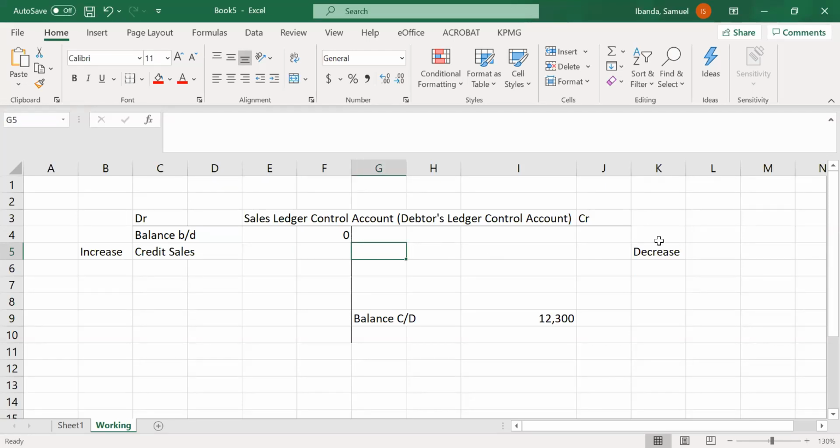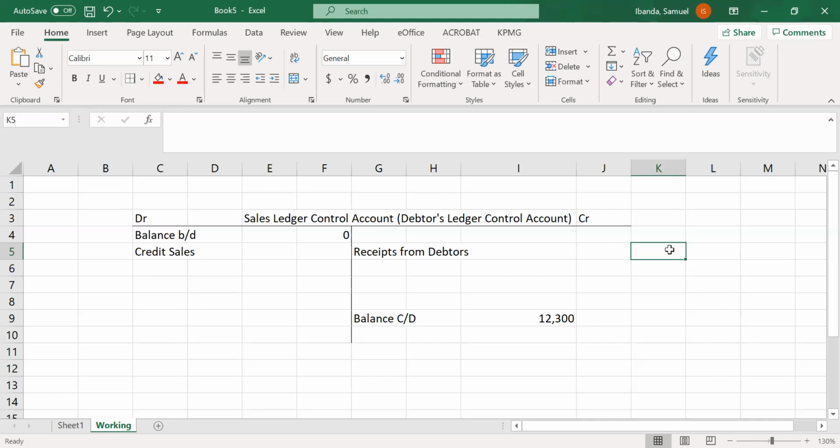And then I'll ask myself, what will reduce my debtors? What reduces my debtors are receipts from debtors, basically payments from debtors. When my debtors pay me, their balance that is outstanding reduces. I believe we agree to that, all of us. So as credit sales increase my balance, receipts from debtors do what? Decrease my balance. So let me remove the decrease and increase here.